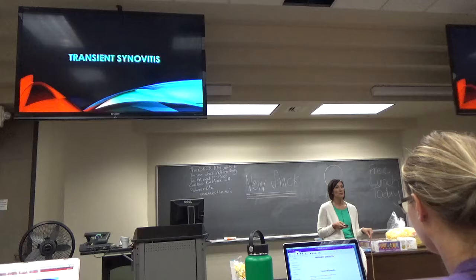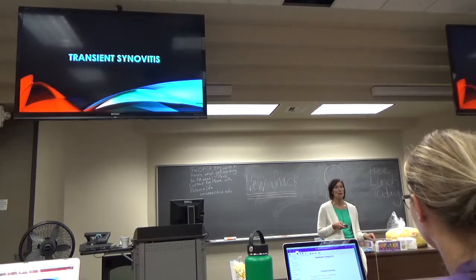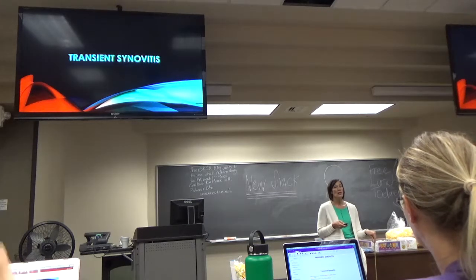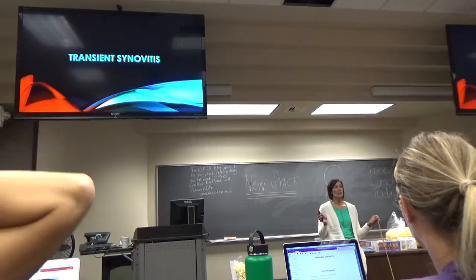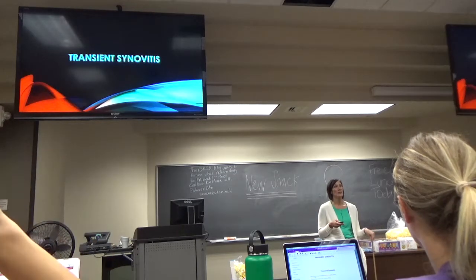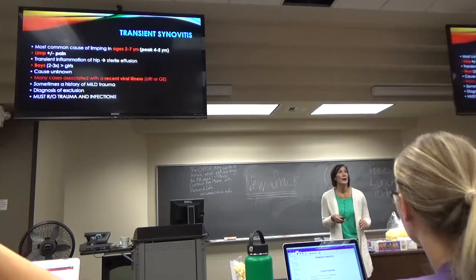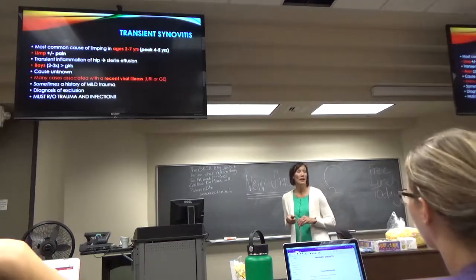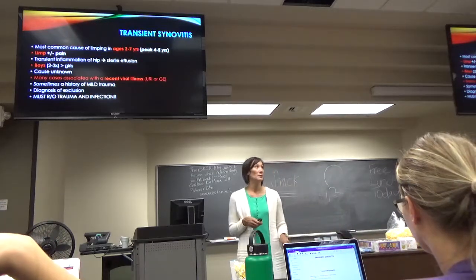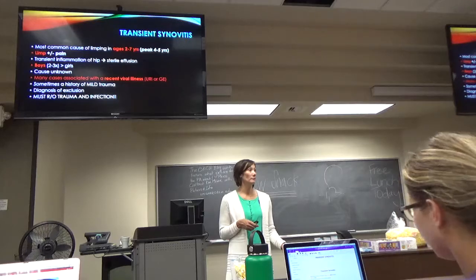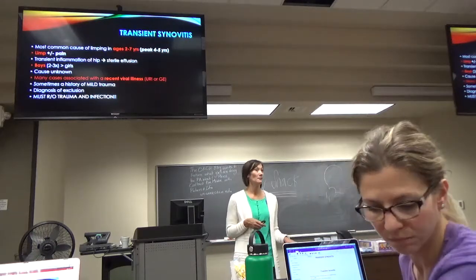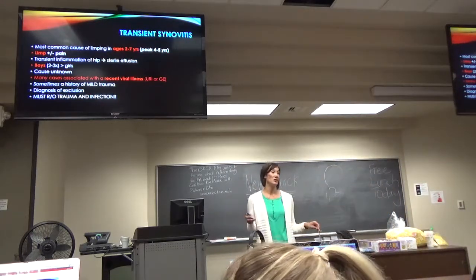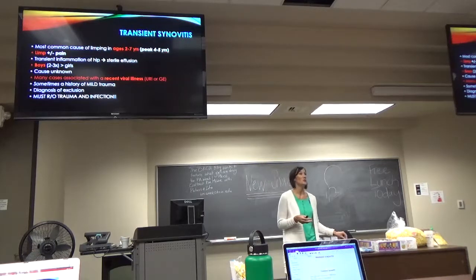Transient synovitis. Have you been introduced to this at all yet? No? Okay. I've actually had personal experience with this. My son had this at about age 3. It's very common. It's the most common cause of limping in a child between ages 2 and 7. You will see this at some point, in a family member or a patient.